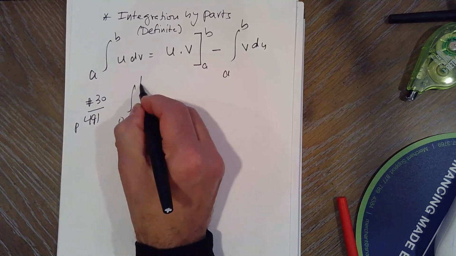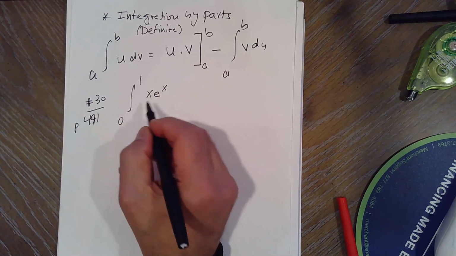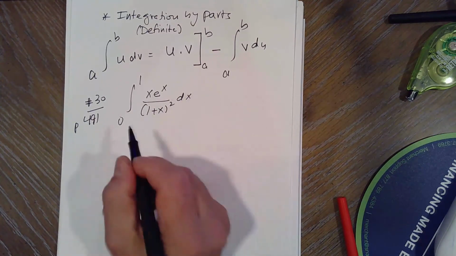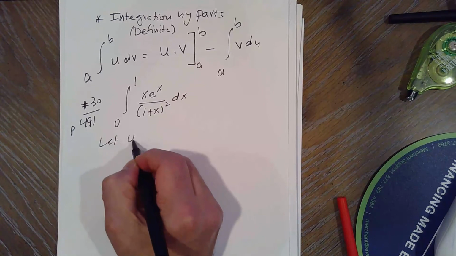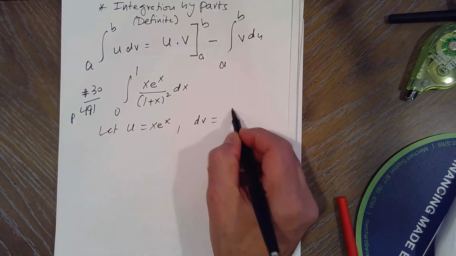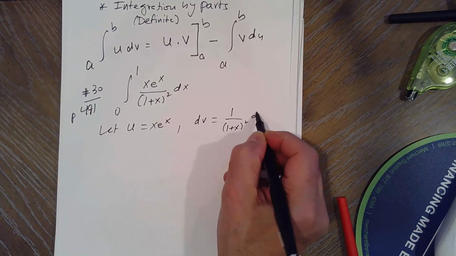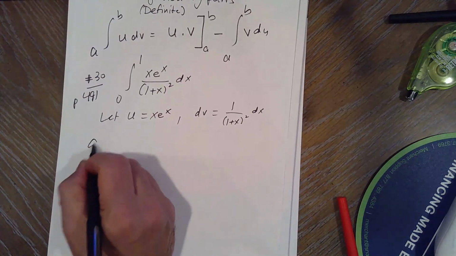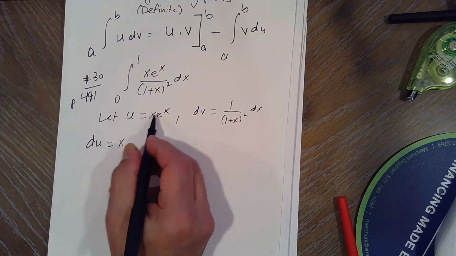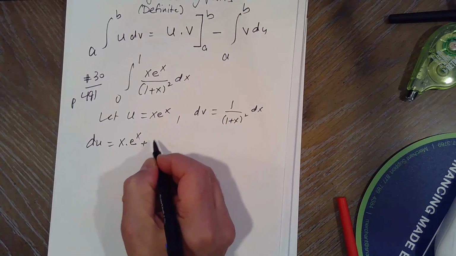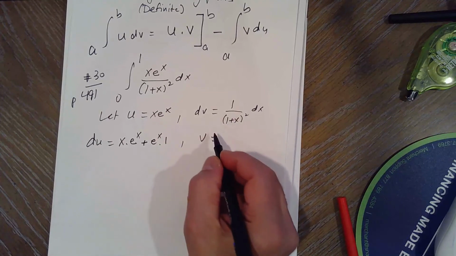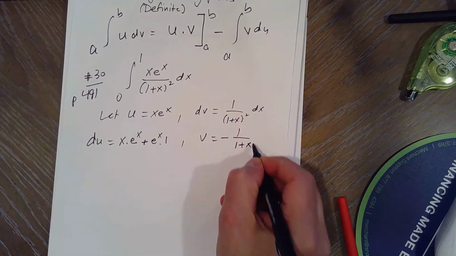What's the integral from 0 to 1 of e to the x over 1 plus x squared dx? So we let u equals x e^x, dv equals 1 over 1 plus x squared dx. If we do a product rule, it's x times the derivative of e^x plus e^x times the derivative of x, and then v is the integral of this guy, which is negative 1 over 1 plus x.